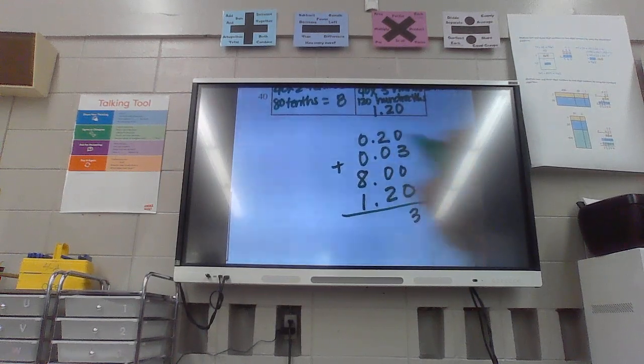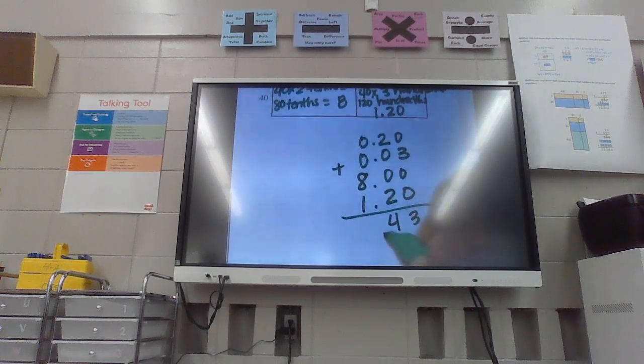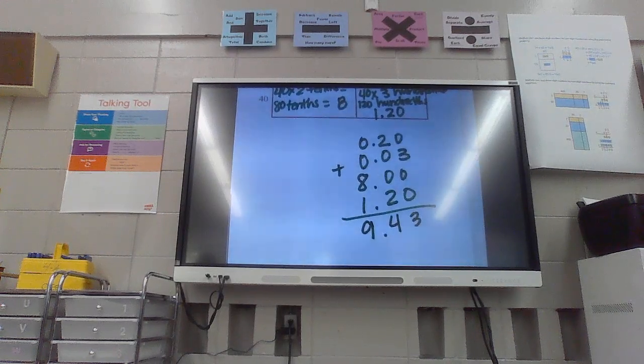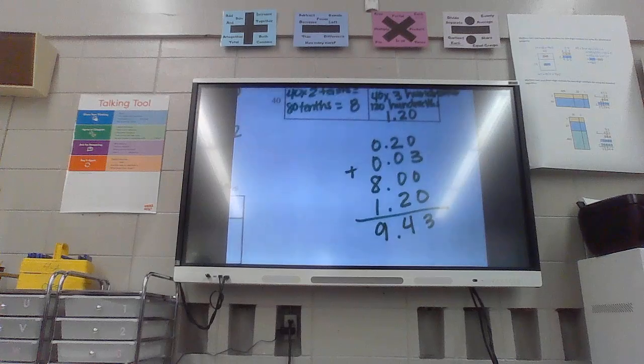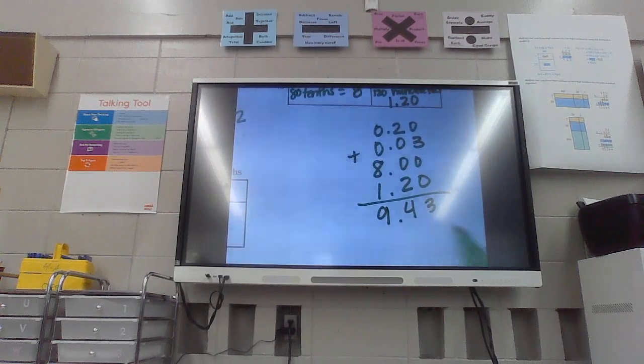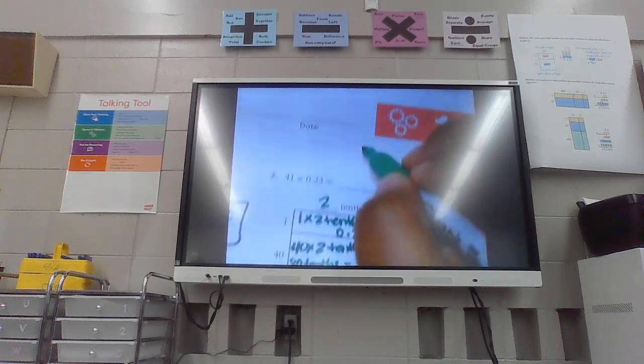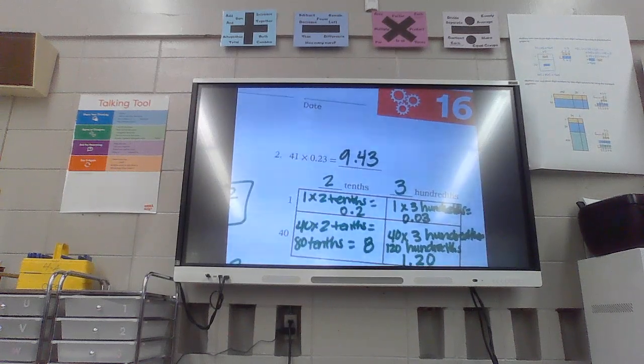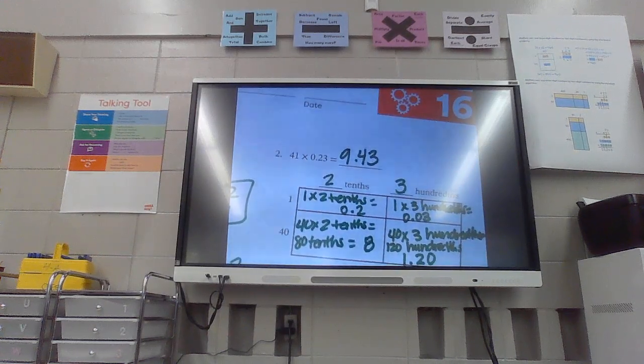2, 0, 0, and 2, which is 4. 8 and 1, which is 9. So that means my answer is going to be 9 and 4,300. So up at the top, make sure you go back and write 9 and 4,300. Anybody have a question about this process right here?